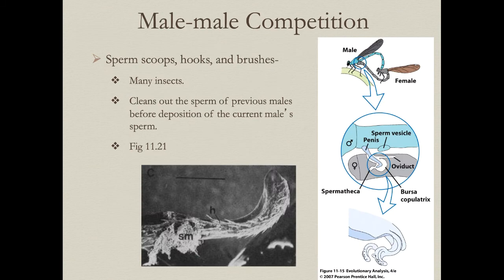Another way you can reduce the competition is to try to remove the sperm from previously mated males. This is seen in quite a few insects. So damselflies show this. The male genitalia has hooks and scoops and brushes that can remove the previous male's sperm. And in some cases, these are 90% or more effective in removing that sperm. And then the male will ejaculate his own sperm into the female's reproductive tract.